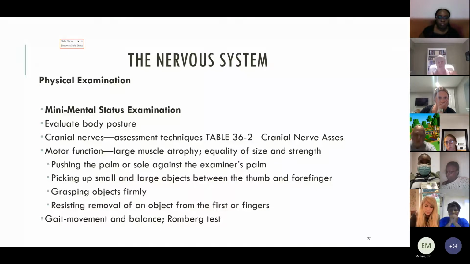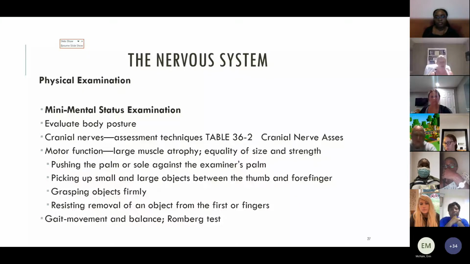Motor function. Remember when we are looking at motor function or when we're doing our physical assessment, we're always comparing one side to the next. So we're looking for muscle atrophy. If we have a patient, for example, that had a stroke and they have right-sided weakness, they might have atrophy on that one side of the body. So we're going to be looking at each side of the body to see if we have muscle atrophy. Is one larger than the other? When we're checking strength, we're going to make sure that the strength is equal on both sides.